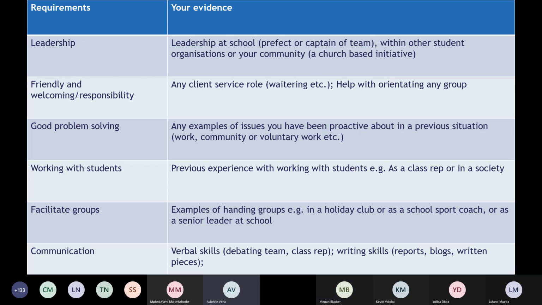would the examples fall under your cover letter, or would you put them in your CV? So that's a great question.